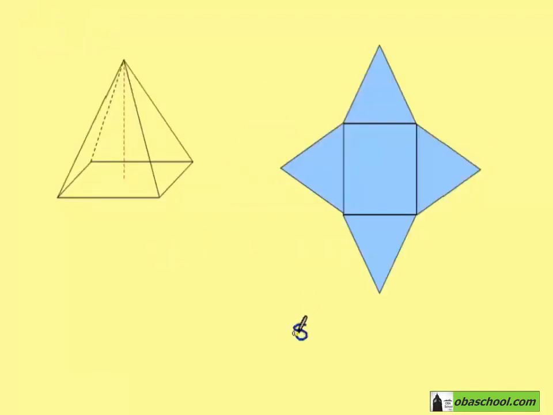To discuss the surface area, it's best to look at the net. This pyramid is formed from a square and 4 triangles. The surface area, then, is going to be the area of the square plus the area of the 4 triangles. The base of the triangle is the same as the edge of the square. The height would be this distance here.